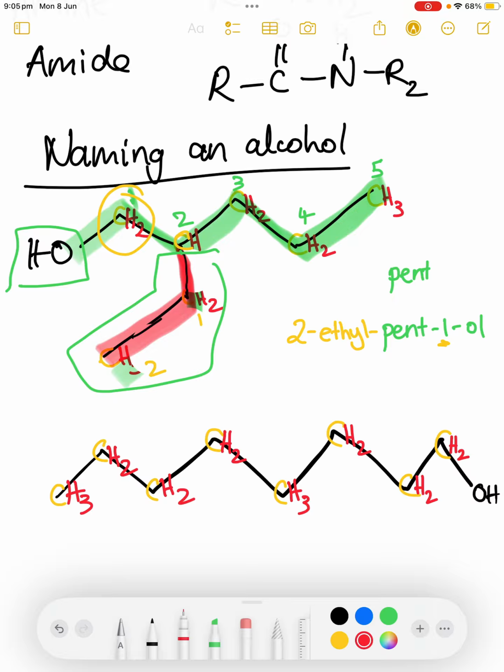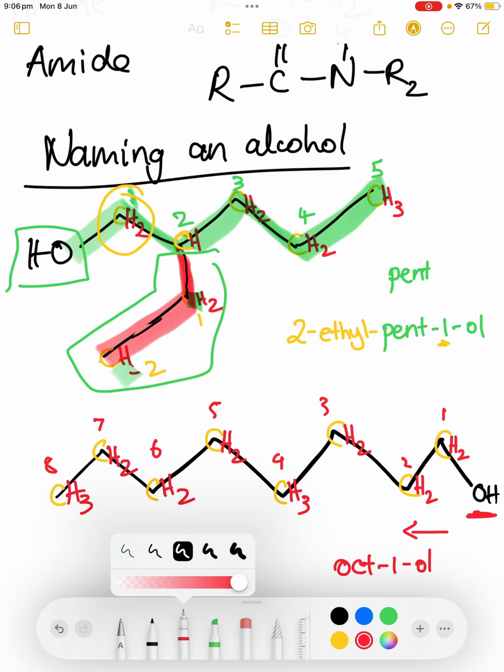Okay, and then we are going to start where the OH is, but instead of counting this way, we're actually going to count that way. All right, so going across, you can see that's 1, 2, 3, 4, 5, 6, 7, 8. All right, now what would the name be? It would be an oct 1-ol. All right, and that would be the name of this chain here.